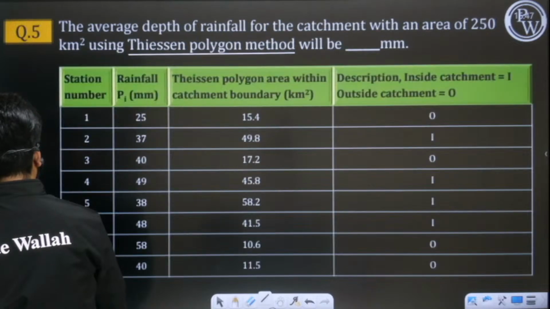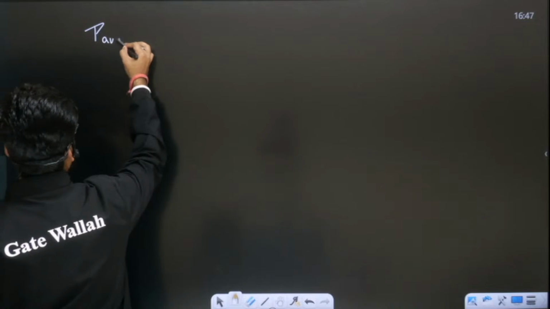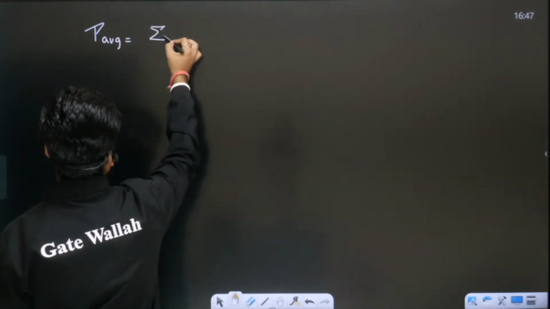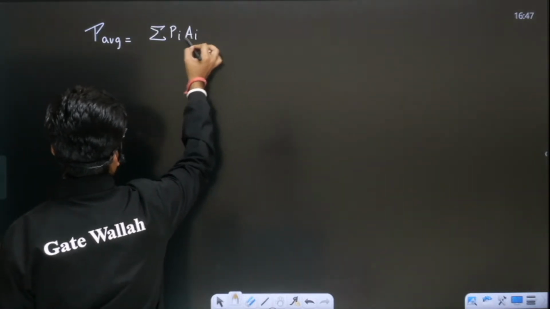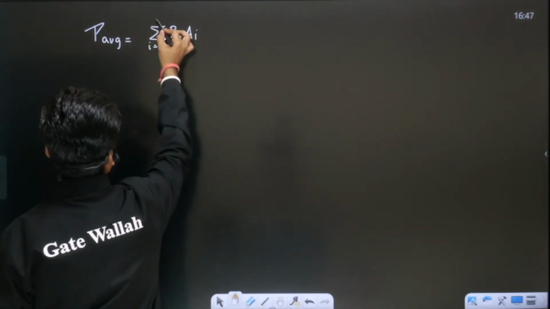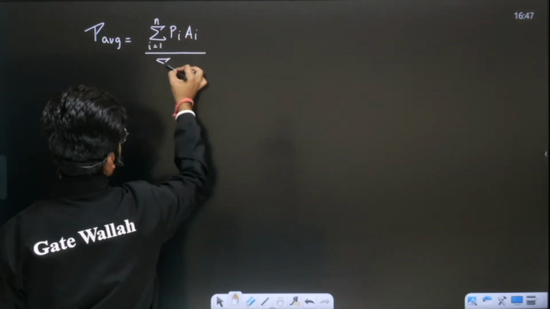How will you find the average depth? It is very simple. If I want to find the average depth using the Thiessen polygon method, what do I have to do? Summation of PiAi from 1 to n, upon summation Ai, the total area.